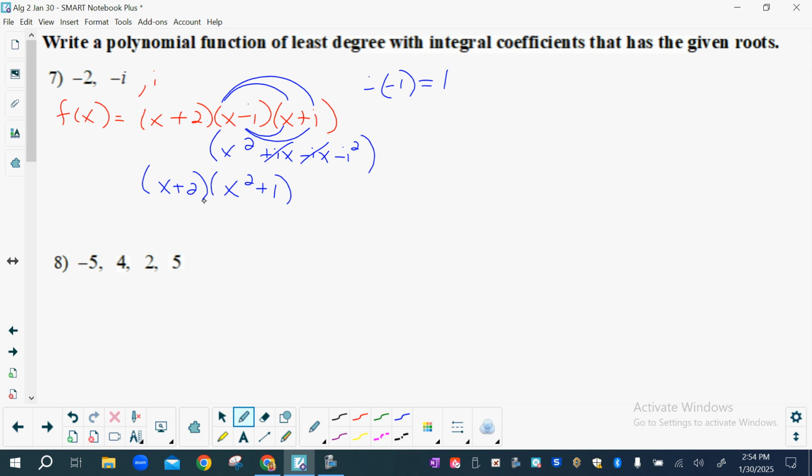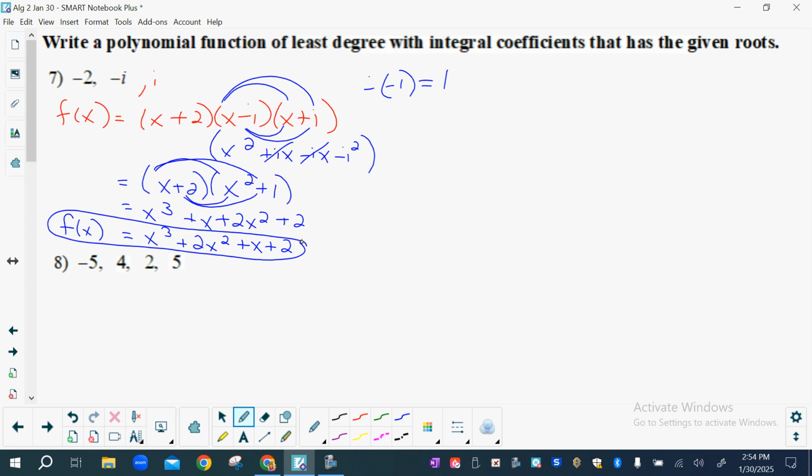So this group here, tell me what we get when we multiply it out. Good. And then plus 2. So we want to write that in standard form. So x to the third, and then we'll put the 2x squared next, plus x plus 2. Does that make sense?